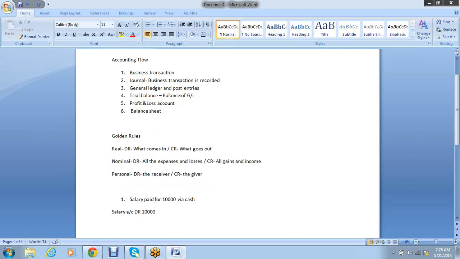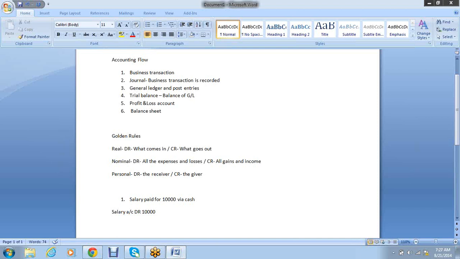Now, I'm paying via cash, correct? So what account will it be, real, nominal or personal? Salary paid, so the company has paid the salary. Always think from the perspective of the company. So what will be the entry? It's a debit entry for the company, and credit for the. Why?